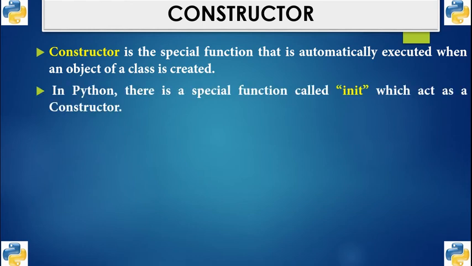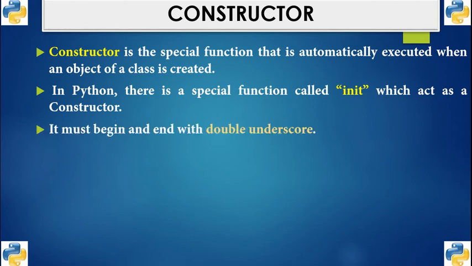So in Python, the special function is called init. Here in Python, to create a constructor we use the init keyword and create a function. It must begin and end with a double underscore. So before the init keyword a double underscore, and after init also we have to use a double underscore. When you see that word, that is a constructor. So the init function is what activates the constructor.